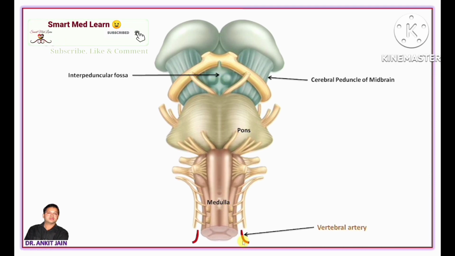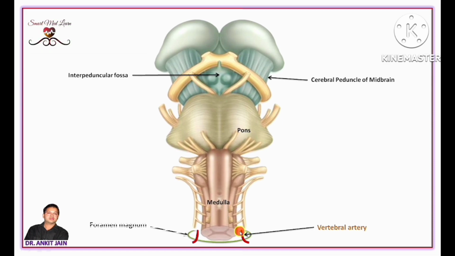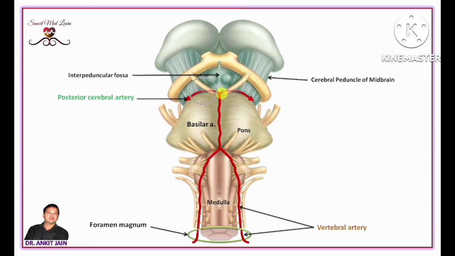A pair of vertebral arteries enter the skull through the foramen magnum. They run upward on the anterolateral aspects of the medulla and merge with each other at the lower border of the pons to form the basilar artery. The basilar artery runs upward in the midline on the anterior surface of the pons and reaches its upper border. Here, the basilar artery terminates by dividing into the right and left posterior cerebral arteries.